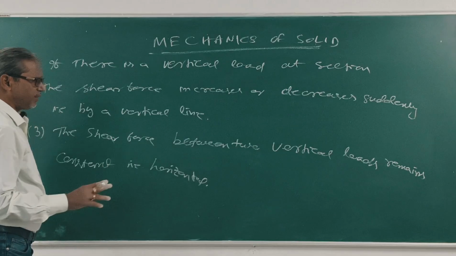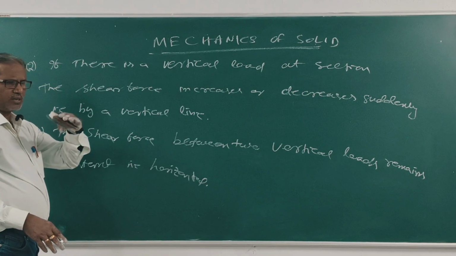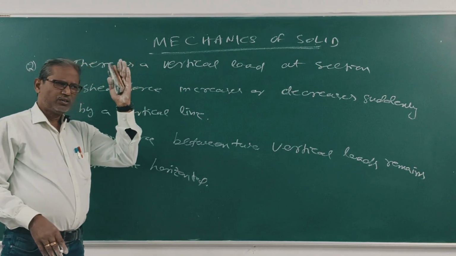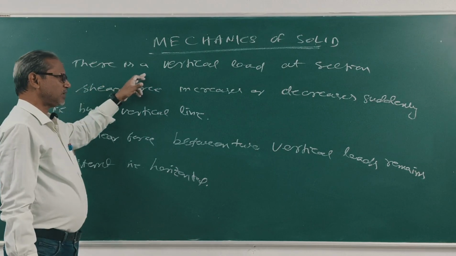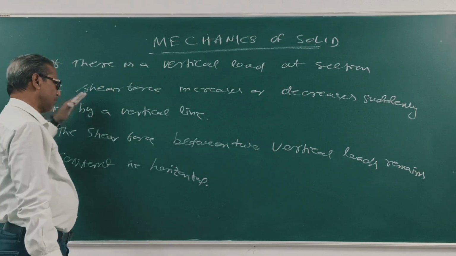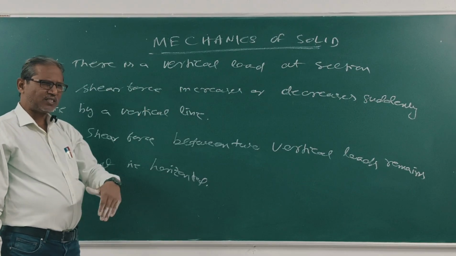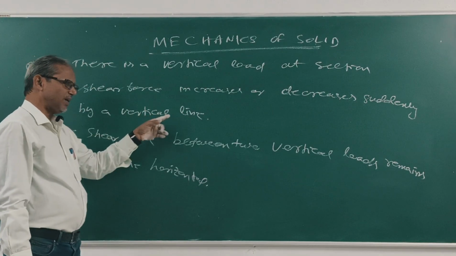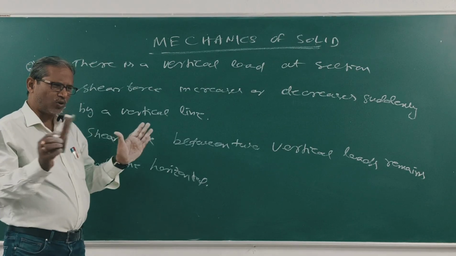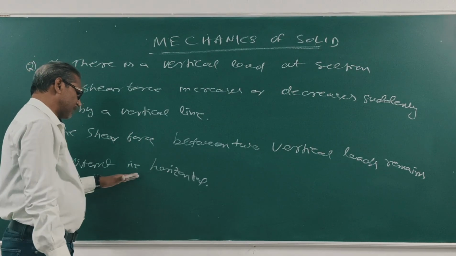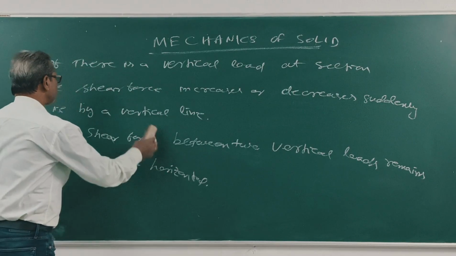Clear? Now one point, all positive values taken above baseline, negative values taken below the baseline. Number two, if there is vertical load at a section, then the shear force increases or decreases suddenly. That is by a vertical straight line. Number three, the shear force between two vertical loads remains constant. That is horizontal. Clear?